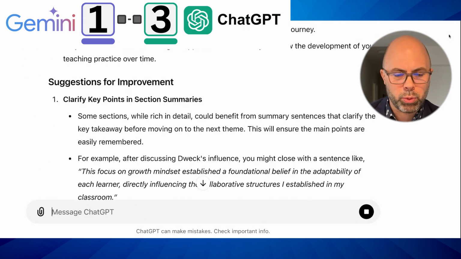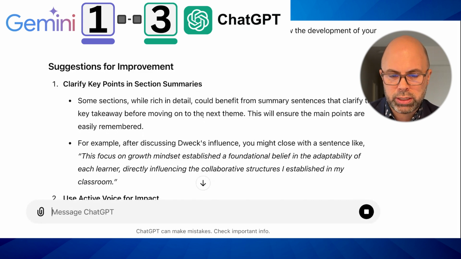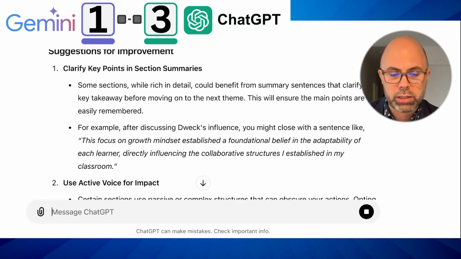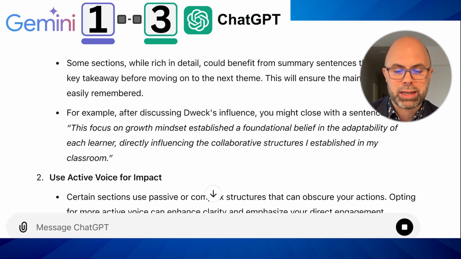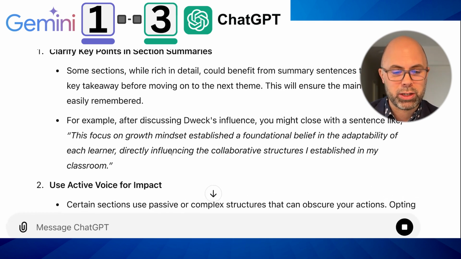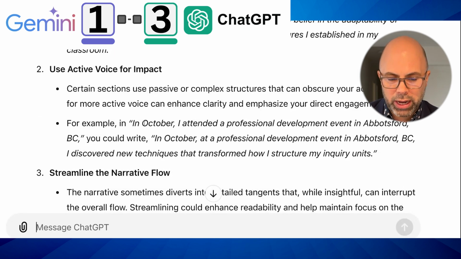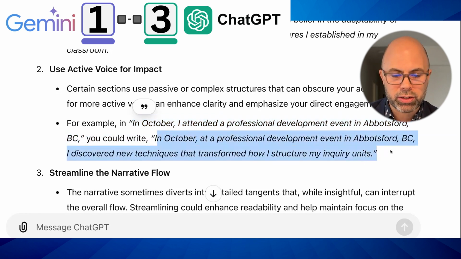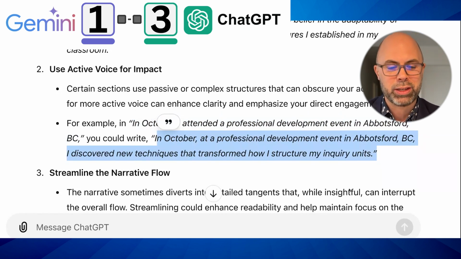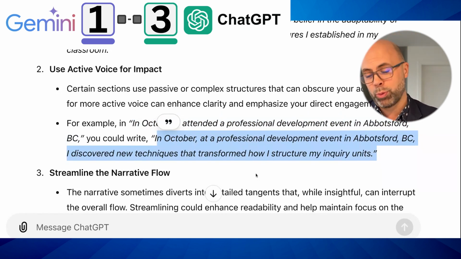Okay, clarify key points. Some sections, while rich in detail, could benefit from summary sentences. For example, after discussing Dweck's influence, you might close with a sentence like, this focus on growth mindset... Okay, all right. Use active voice for impact. So I wrote, in October, I attended a professional development event in Abbotsford, BC. I could write, in October, at a professional development event, I discovered new techniques that transformed how I structure my inquiry units. Okay, yeah, that's a pretty good sentence.